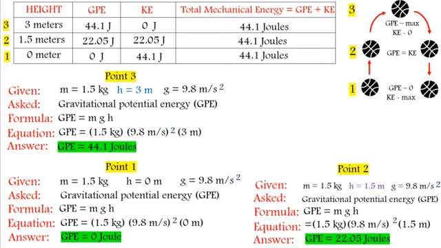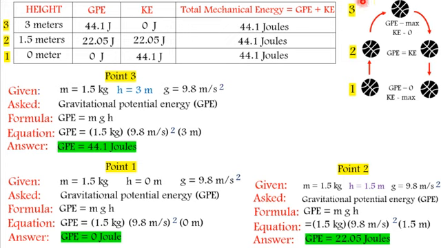44.1 joules. So in this scenario, you will notice that the TME or the total mechanical energy remains the same all throughout the position of the ball. At point 1, it is equal to 44.1 joules. At point 2, it is also equal to 44.1 joules. And at point 3, it is equal to 44.1 joules. So the total amount of energy remains the same, which is equal to 44.1 joules. The total amount of energy at any position stays the same. Point 1, point 2, point 3 are all equal to one another.